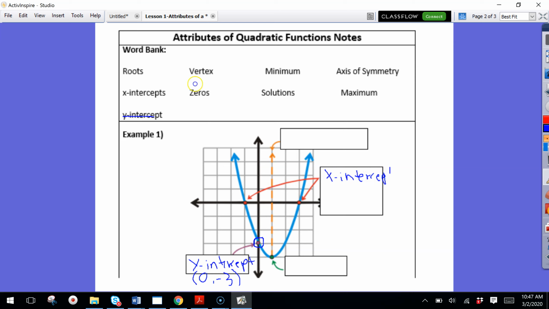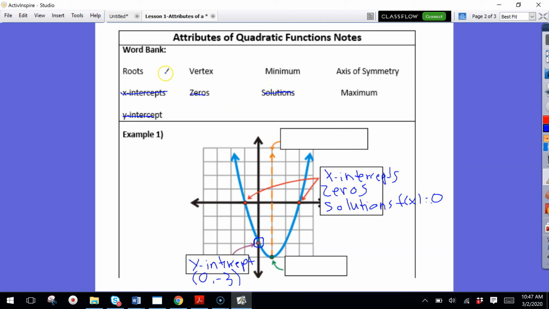And there are various words for x-intercepts. If you remember when we were doing lines, we can also call these the zeros. In this case, it's plural, right? Because there's multiple. There's 2. Then we can also call these the solutions when f of x equals 0. Again, it's the value of x when y is 0.